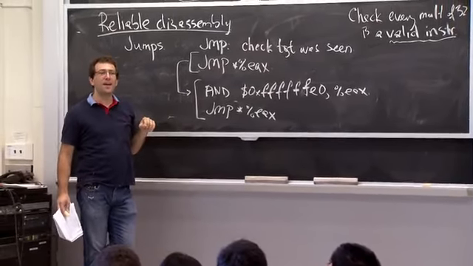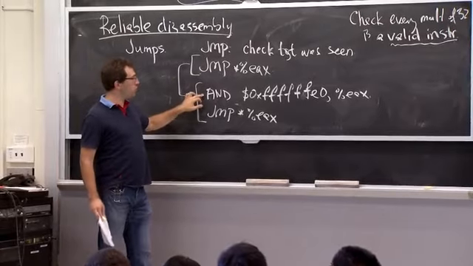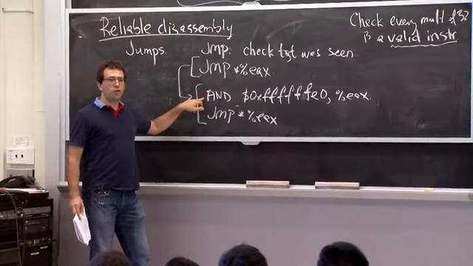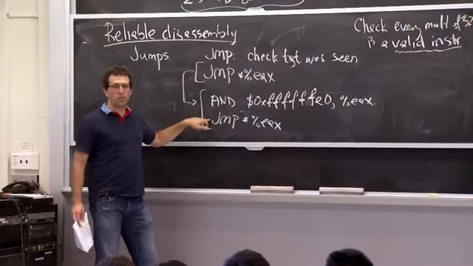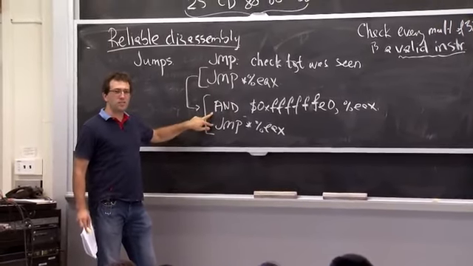Yeah. The code's not writable. Well, so the code is not writable. That's true. So you can't modify the AND. But could another thread modify this jump target in between these two instructions? Yeah.